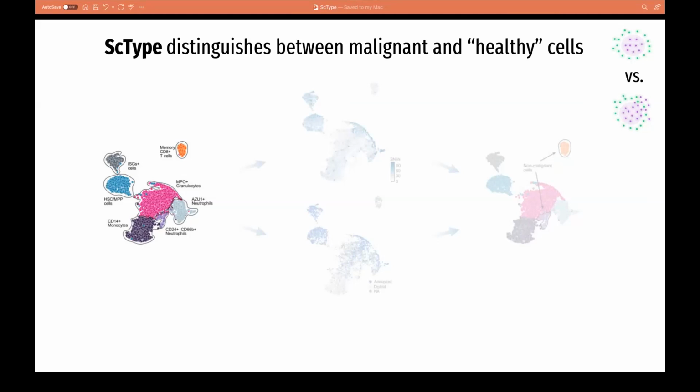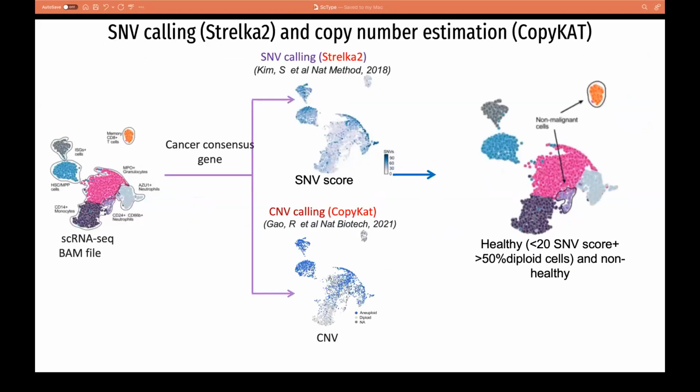So how does it do this? It calls SNV and CNV using the raw BAM file that you obtain from the scRNA-seq profile. And we only do it for cancer consensus genes, which are, I think, 580 or some number. We get it from the COSMIC database. It has been already tagged with our tool, and it calls SNV using Strelka2 and sums it. So this SNV score is nothing but the sum of the number of SNVs called in a particular cell.